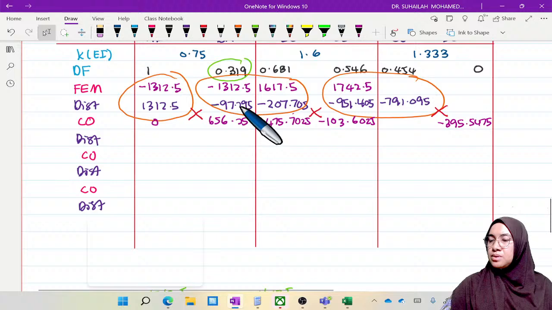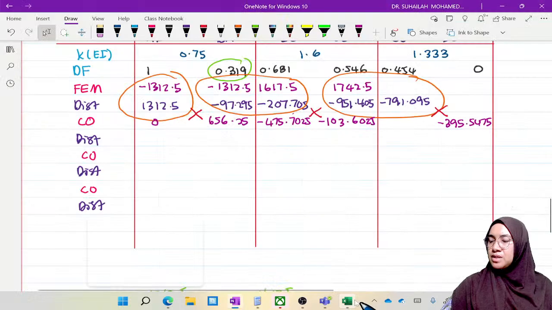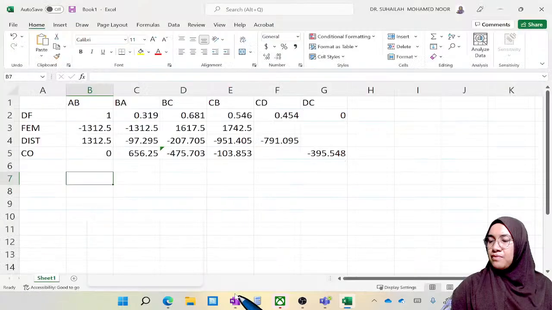1312.5, 97.295, then 207.705, 207.705, 951.405, and then 791.095. Okay, and then the carryover check.